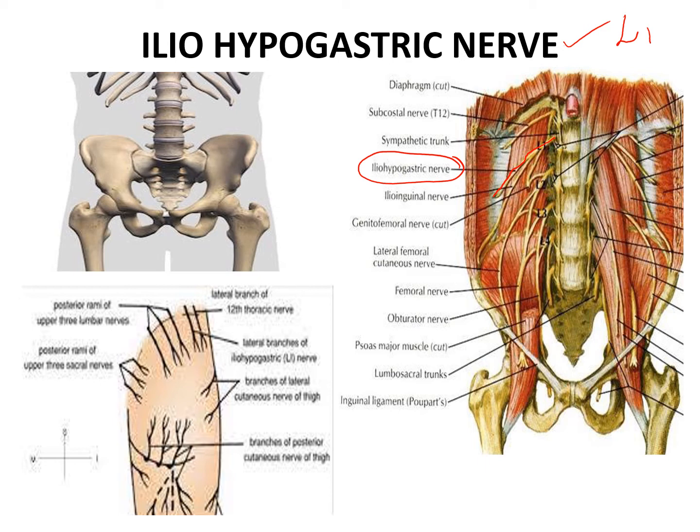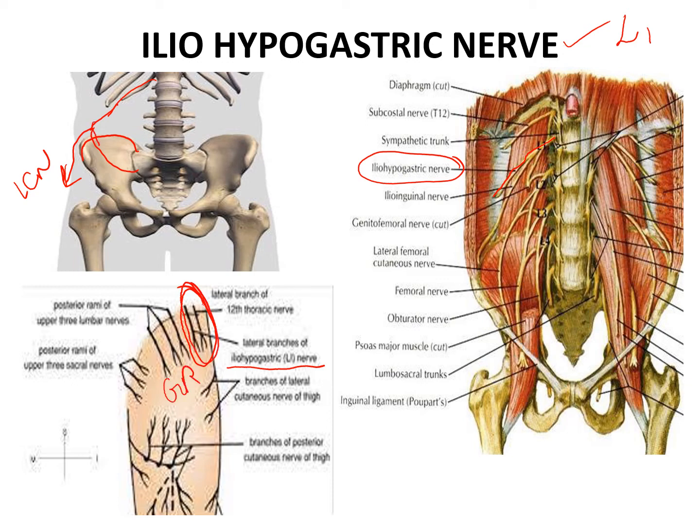Once this iliohypogastric nerve reaches the iliac crest, it divides into the lateral cutaneous nerve and the anterior cutaneous nerve. The lateral cutaneous nerve will supply the posterolateral aspect of the skin of the gluteal region.